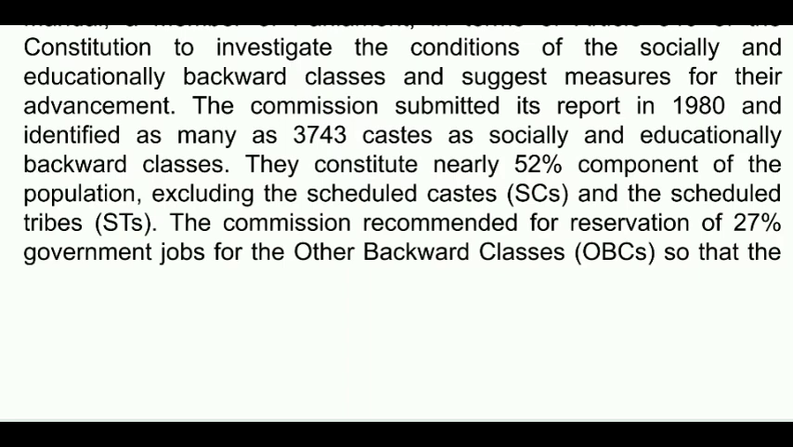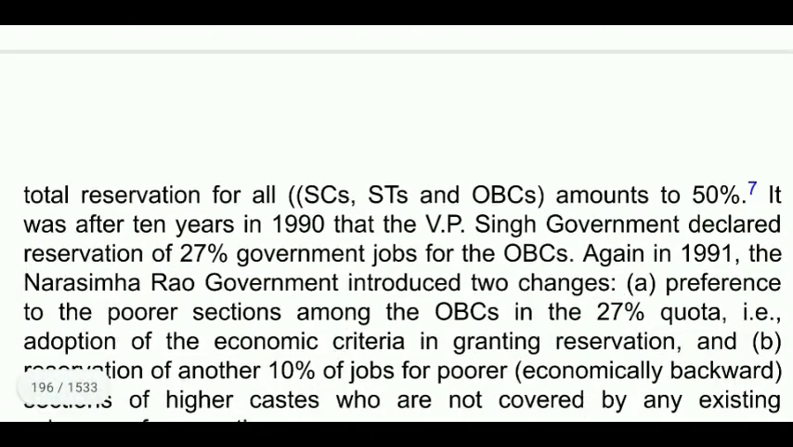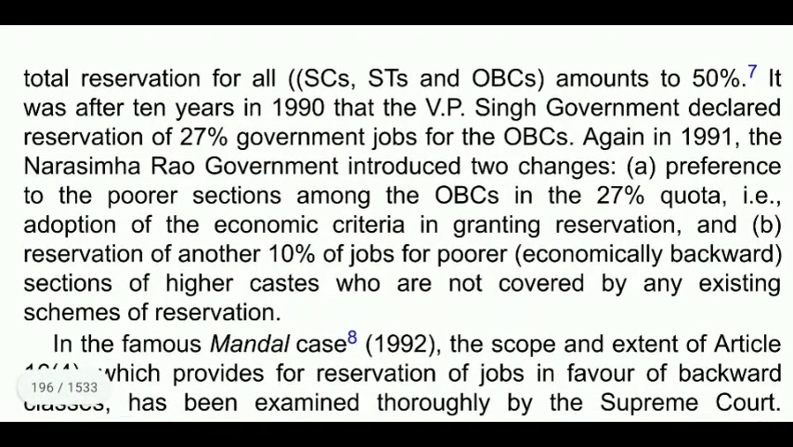The Commission recommended for reservation of 27% government jobs for the other backward classes, so that the total reservation for all SCs, STs and OBCs amounts to 50%. It was after 10 years in 1990 that the VP Singh government declared reservation of 27% government jobs for the OBCs. Again in 1991, the Narasimha Rao government introduced two changes: A, a preference to the poorer sections among the OBCs in the 27% quota, that is, adoption of the economic criteria in granting reservation, and B, reservation of another 10% of jobs for poorer, economically backward sections of higher caste who are not covered by any existing schemes of reservation.